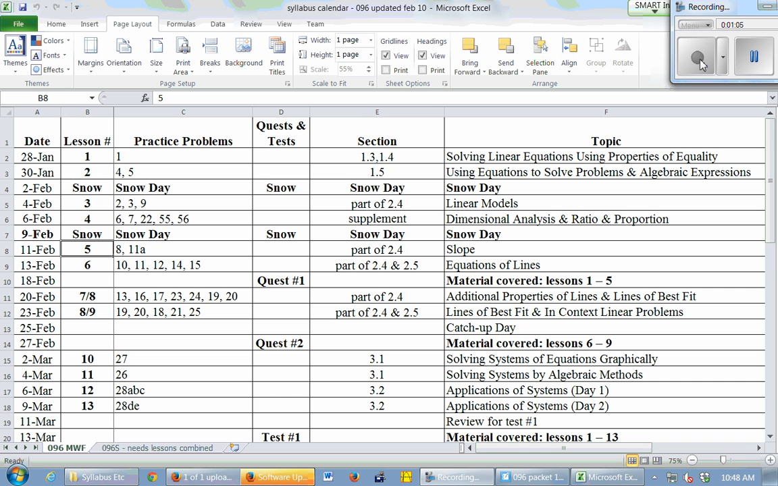And then on the 25th, we had this catch-up day scheduled. It's still going to be a catch-up day, so that is a little breathing room for having to squish those 3 classes into 2 days. We can take questions on that day about anything that's still confusing. Then we have Quest 2 right after that, which covers lessons 6 through 9. So then everything is back on schedule.